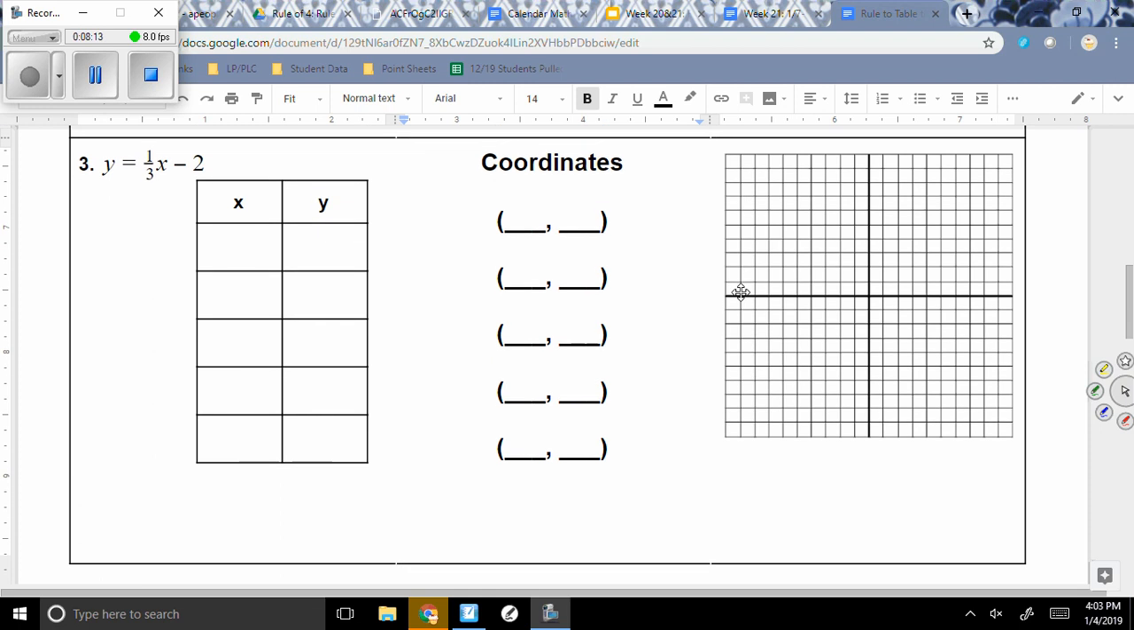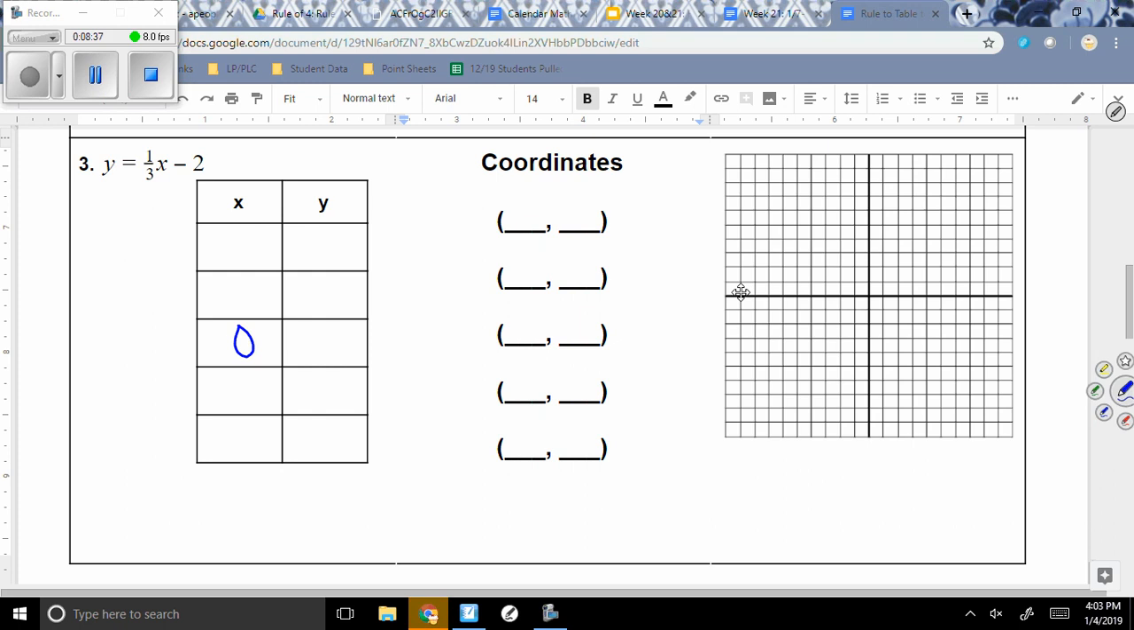All right, now I have the function y equals 1/3 x minus 2. Now this is a little bit tricky because we're dealing with a fraction. So we always want to make sure to keep 0 in the middle of your table. Now, if I pick, say, positive 1, and I try to put that into my calculator, I'm going to get a really long decimal because it's not easy to take 1/3 of 1.